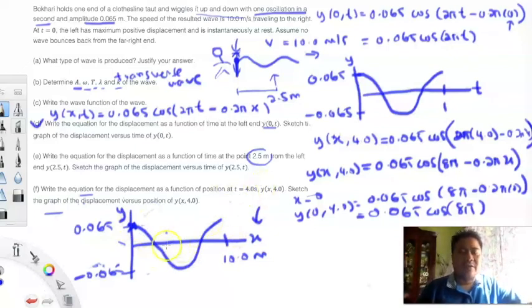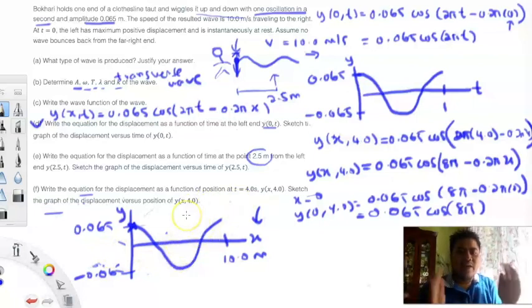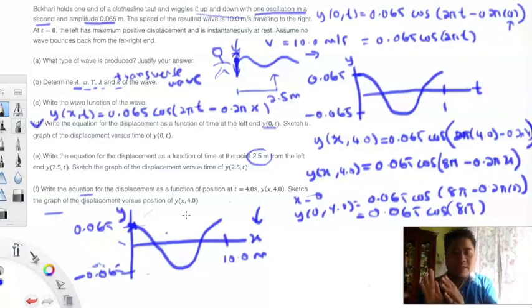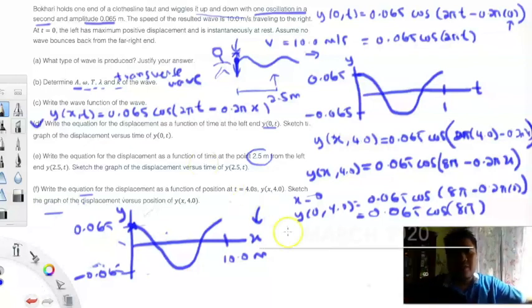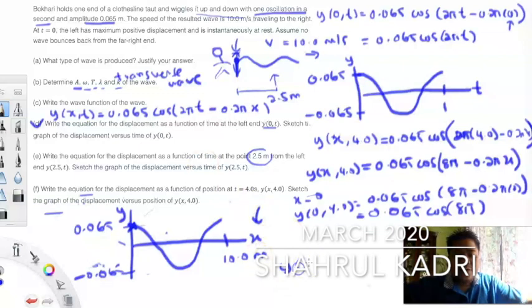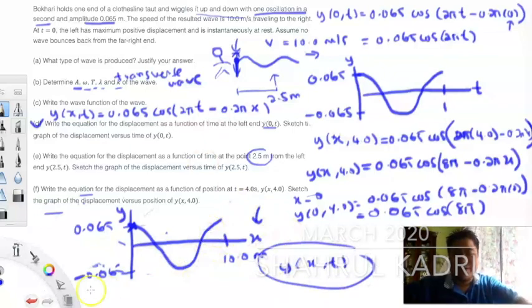Okay, so this is a graph for y versus position. You see that you have to be very particular. The question asks maybe at which time or at which position. So you have to make sure that you make a correct graph, whether it is displacement versus time or displacement versus position. Okay, so y is a function of x and time. This is the general wave function.